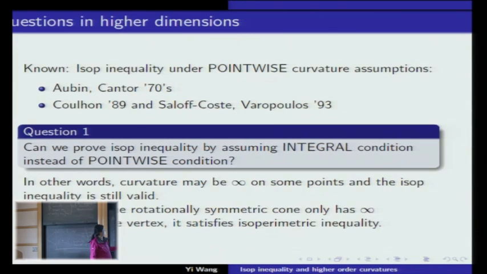Okay, so the question that people are asking is whether one can assume integral curvature assumptions instead of the pointwise ones, as people did here in the higher dimensional case, just as what we have seen in the two-dimensional situation. Well, as you can see, obviously the curvature could be infinity at some point, for example, in the rotationally symmetric cone case, but it doesn't matter. It doesn't influence the validity of the isoperimetric inequality.